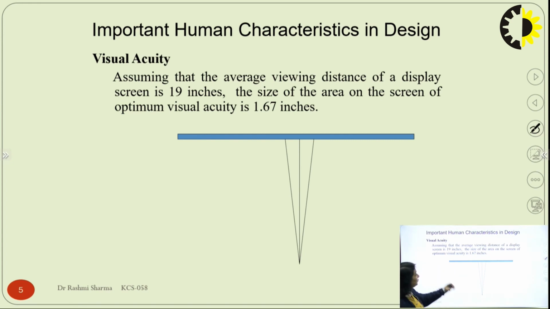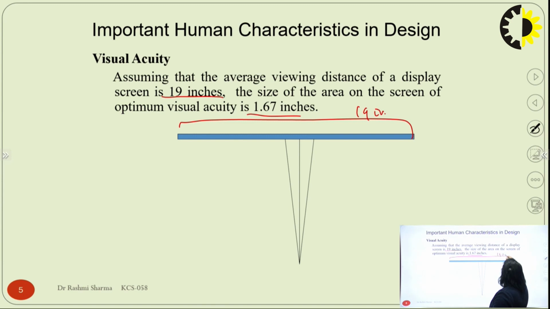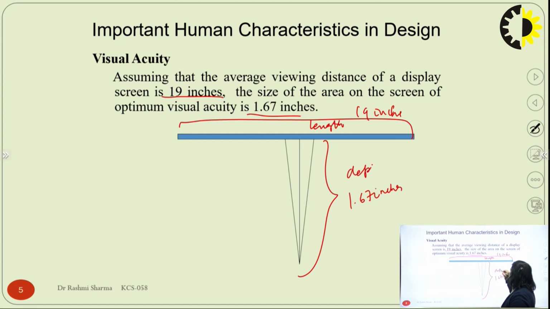So visual acuity assumes that the average viewing distance of a display screen is 19 inches. The size area of this screen for optimal visual level is 1.67. So if this is a 19 inch screen, then in the depth you can have 1.67 inches penetration. So this is the length which I can tell you, and this is the depth which we are looking into for that particular screen, how we can view that particular screen visually. So we have to design this particular system depending on our eye perception also.